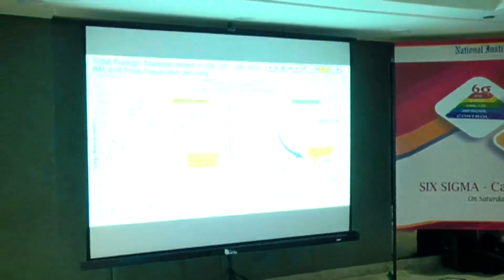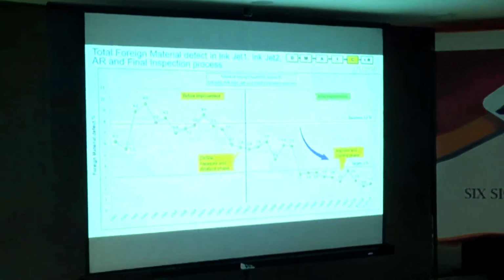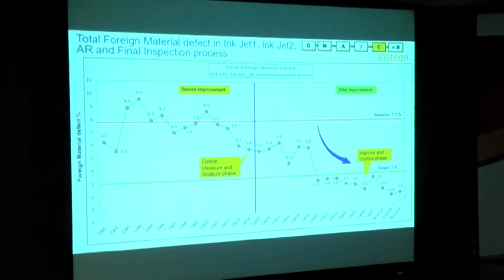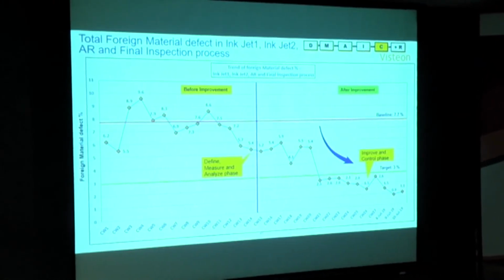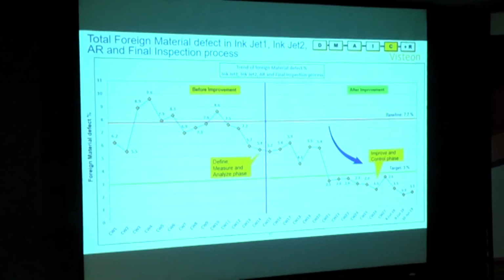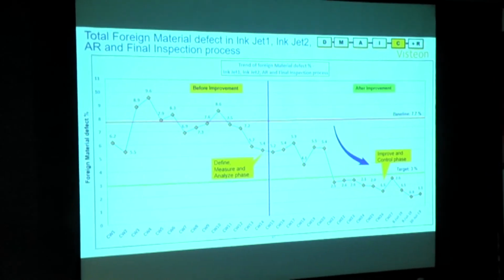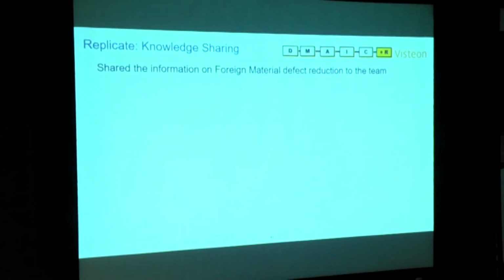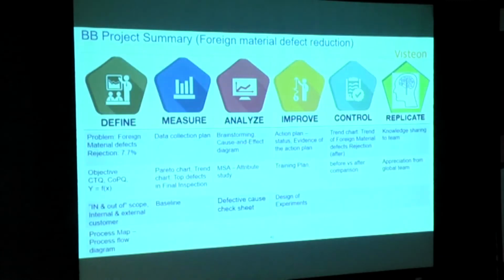So this is the before improvement and the after improvement. You can see that in the week of 19-20, we just did a few actions there. There was some slight improvement. When we did this DOE completely, the DOE resulted in really bringing down this defect drastically to close to 1.5 or 1.2 percent. So this knowledge was shared to the foreign material defect team, and we received appreciation from the global team also.